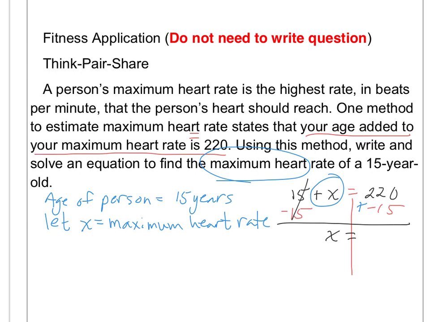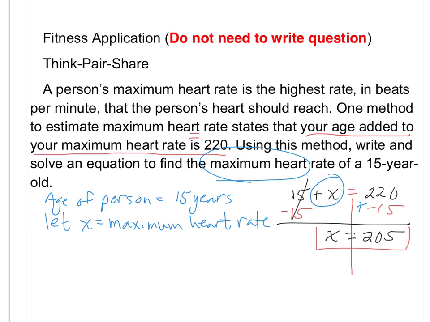I want you to start to think of everything in terms of addition. We no longer subtract theoretically in algebra. So we're really adding two numbers with different signs. So different signs subtract and keep the sign of the larger. So 220 minus 15 is 205. And the 220 is bigger, so our 205 is going to be positive. So our solution is 205.